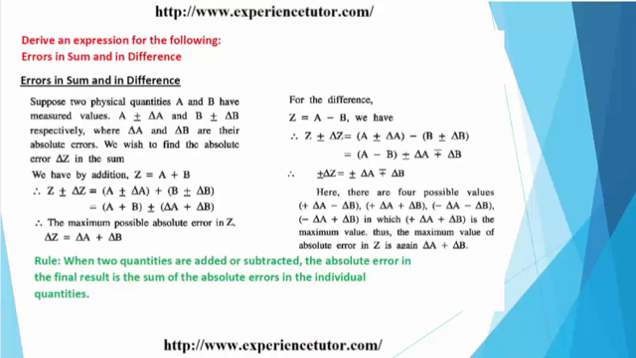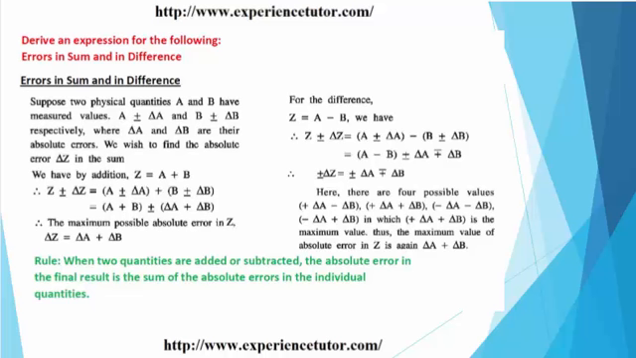We have by addition Z = A + B. Therefore, Z ± ΔZ = (A ± ΔA) + (B ± ΔB) = (A + B) ± (ΔA + ΔB). Therefore, the maximum possible absolute error in Z, ΔZ, is equal to ΔA + ΔB.